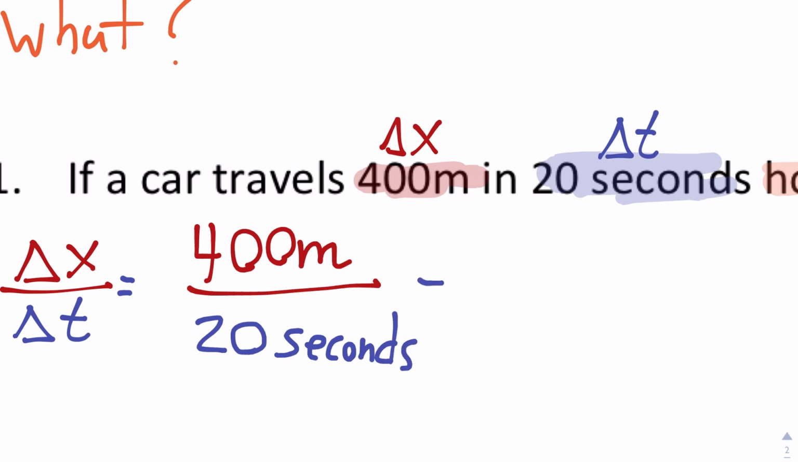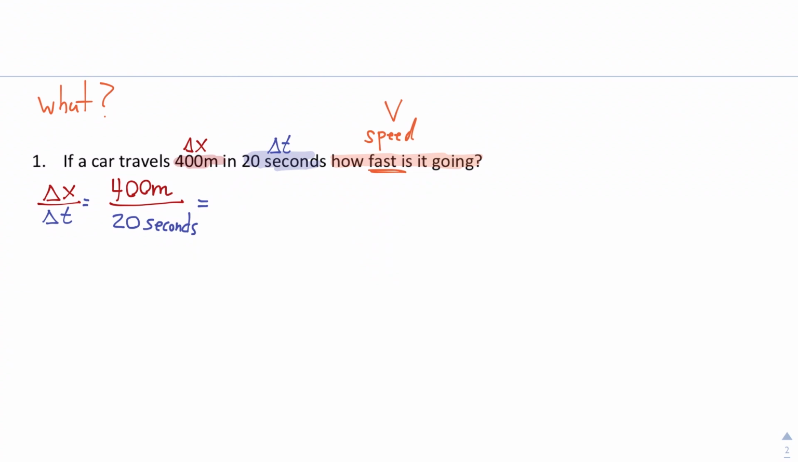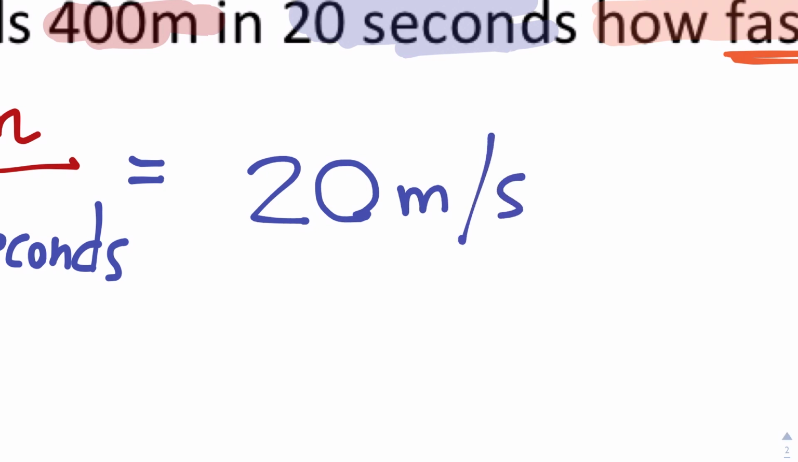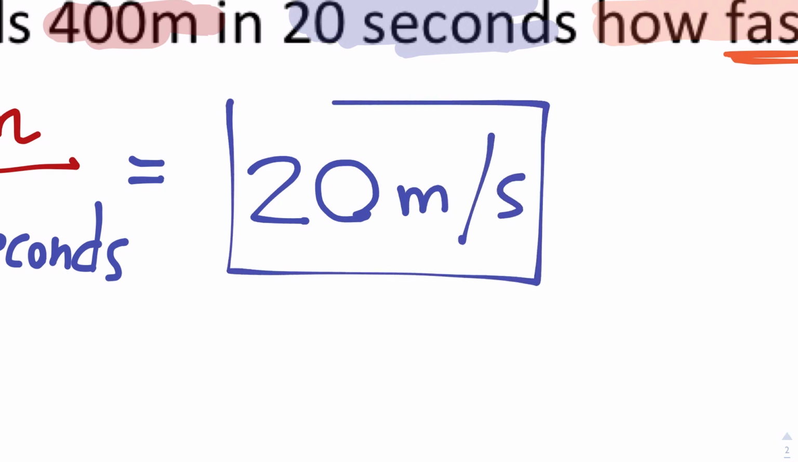Now we simply do the math. What's 400 divided by 20? I'll give you a few seconds to work that out. All right, did you do the math? I hope so. So, you take 400 meters divided by 20. 400 divided by 20 works out to be 20. But the meters and the seconds can't cancel out, so it works out to be 20 meters per second.